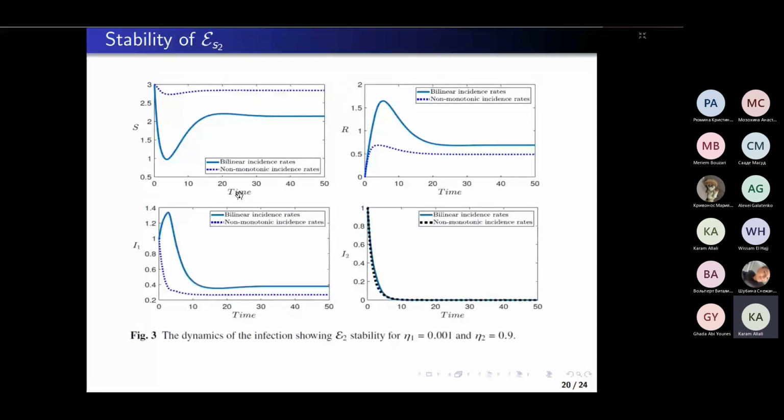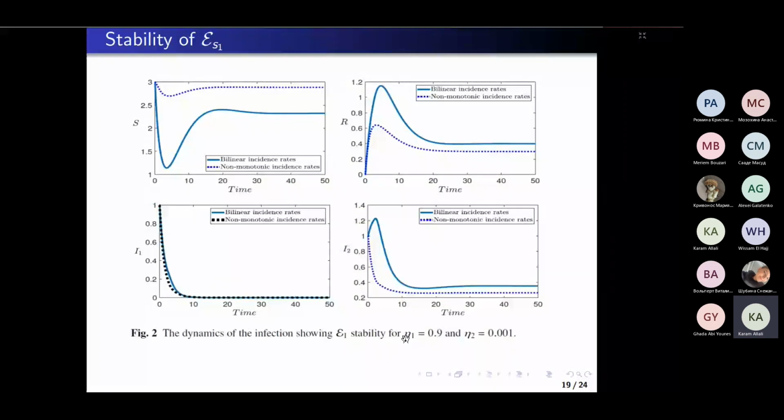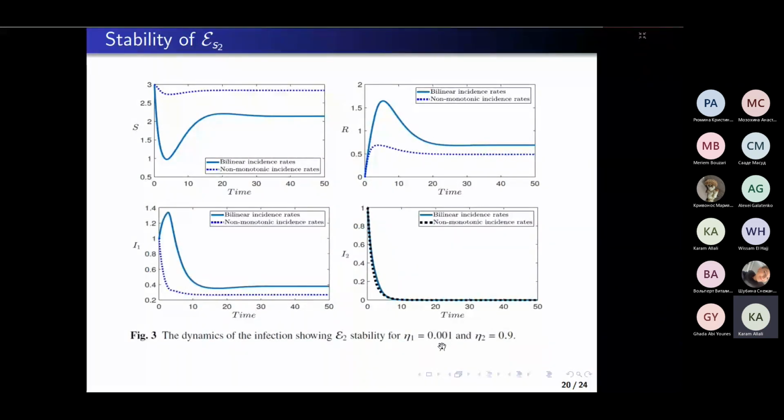Here for the second strain, so we can take 90% for eta2 and 0.001 for eta1. We make the opposite. We choose the opposite here, which means that eta1 is equal to 0.001 and eta2 is 90% efficient, which means that I2 goes to 0 while the other variables stay at a positive level.